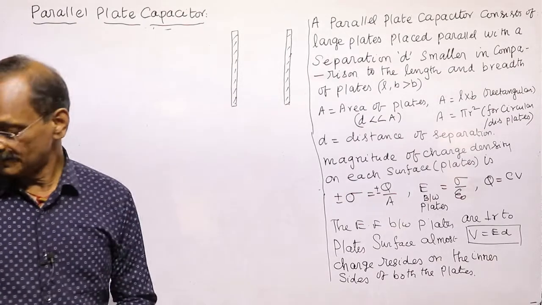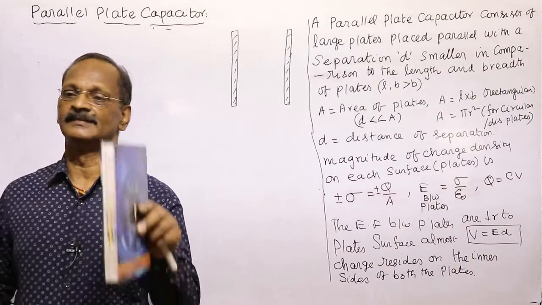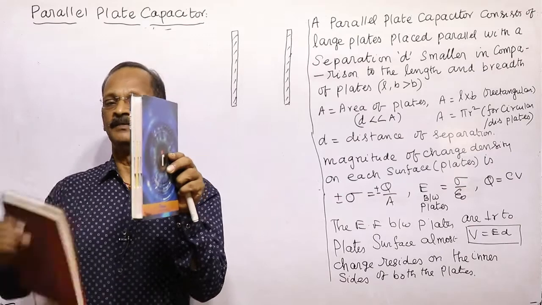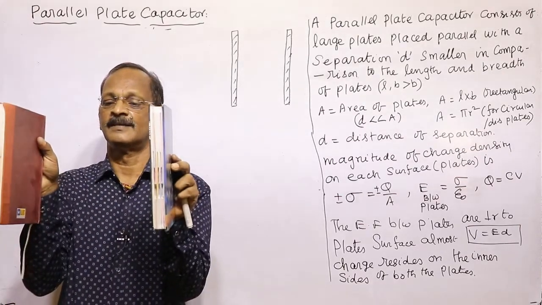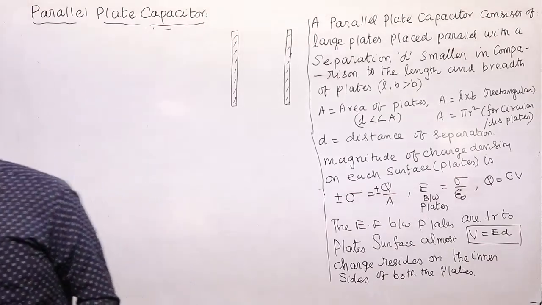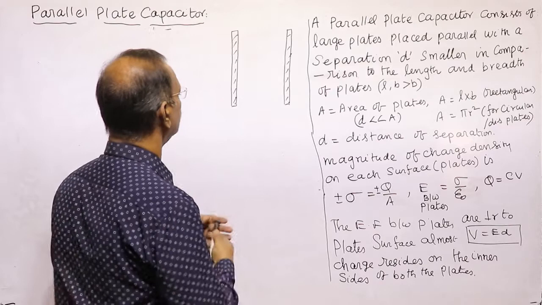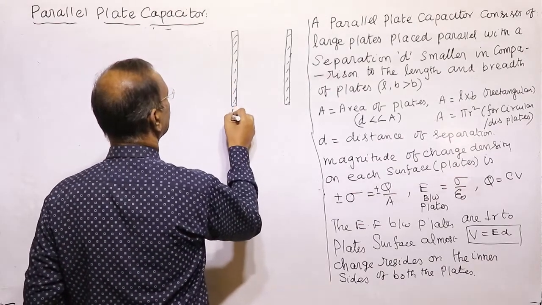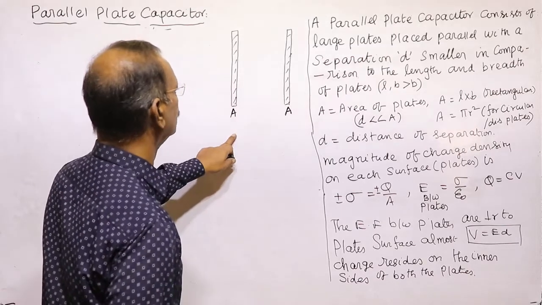A parallel plate capacitor consists of two parallel rectangular plates like this. You see a rectangular plate which has got a length as well as breadth. Two parallel plates separated by a small distance. It has got length and breadth, so let this be the area. Both the areas are the same. Area is equal to length into breadth.